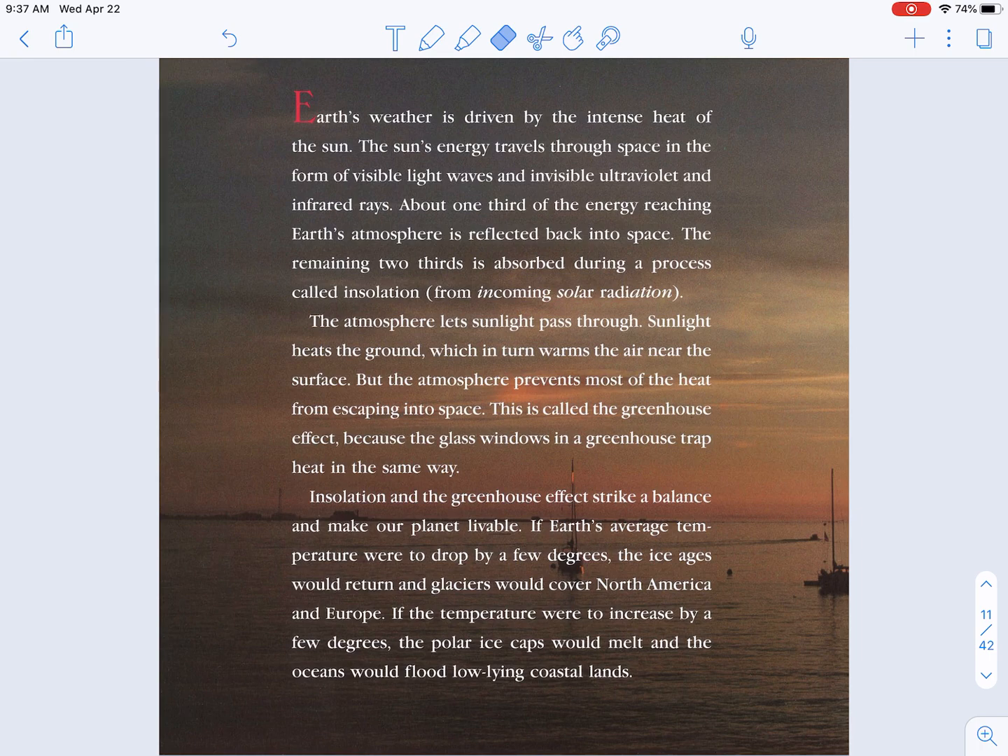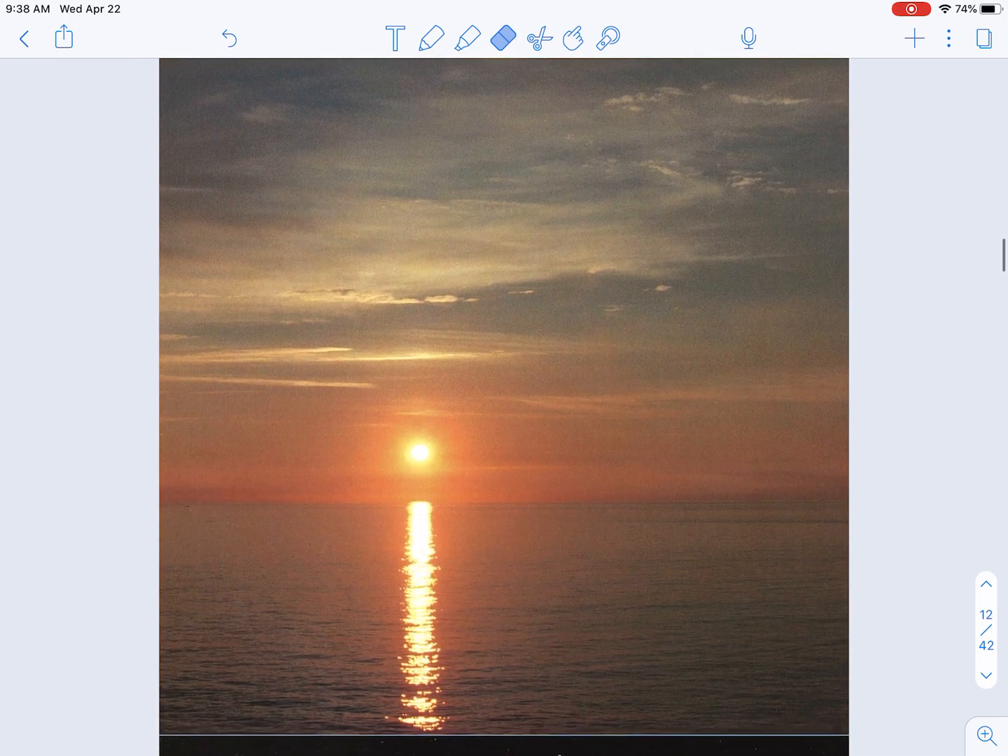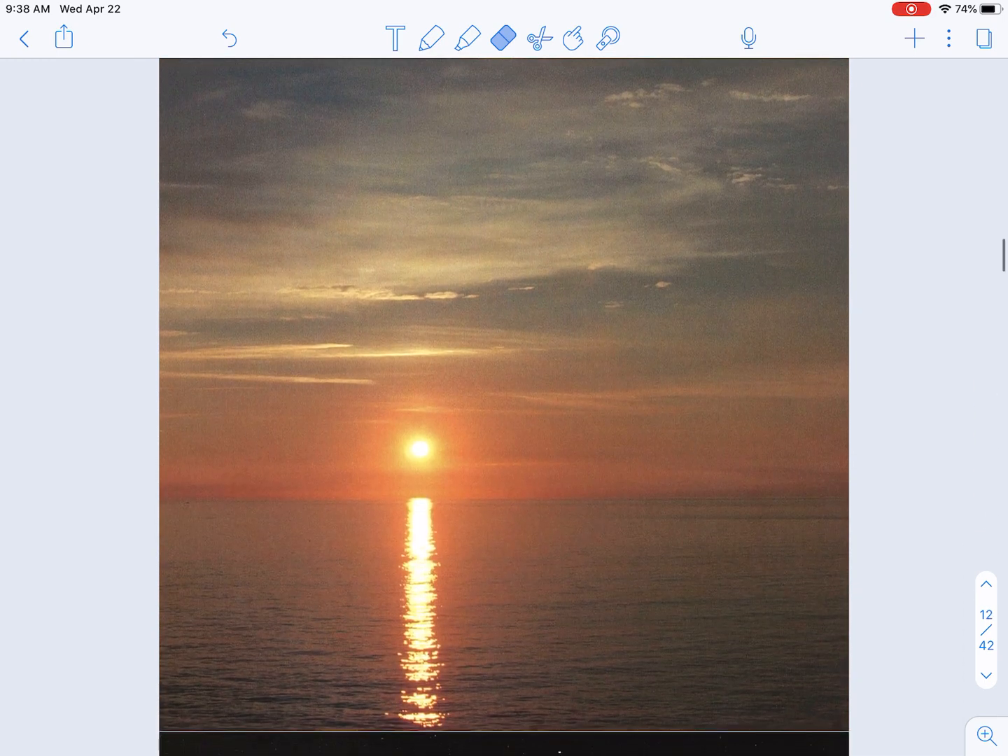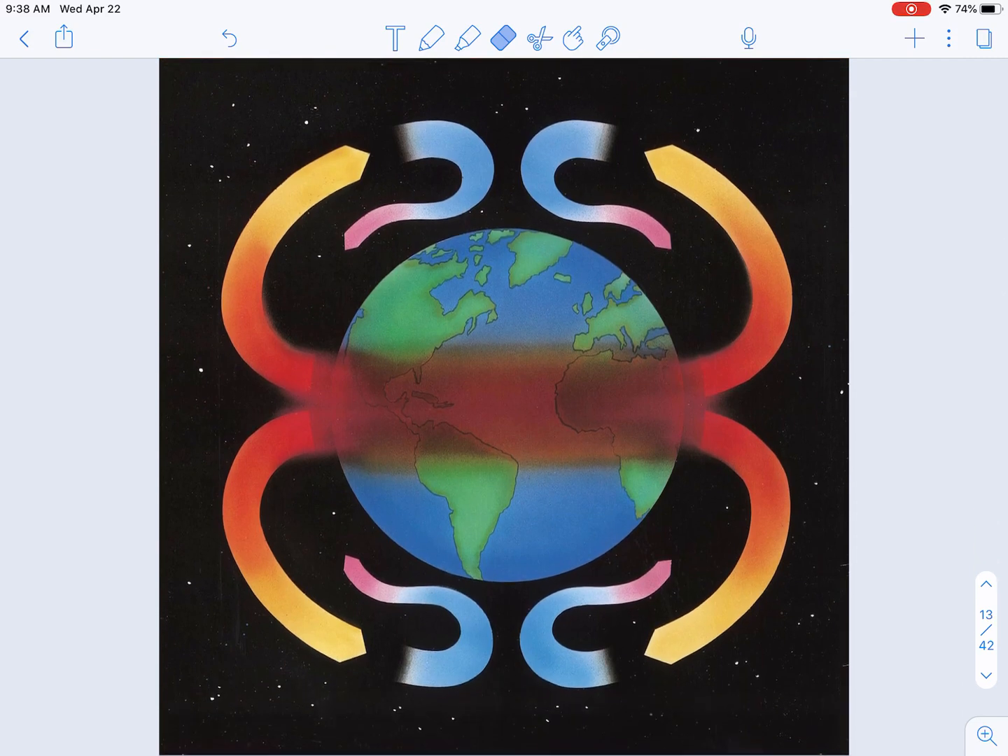If Earth's average temperature were to drop by a few degrees, the ice ages would return and glaciers would cover North America and Europe. If the temperature were to increase by a few degrees, the polar caps would melt and the oceans would flood low-lying coastal lands. So here is a diagram showing us how the greenhouse effect works.